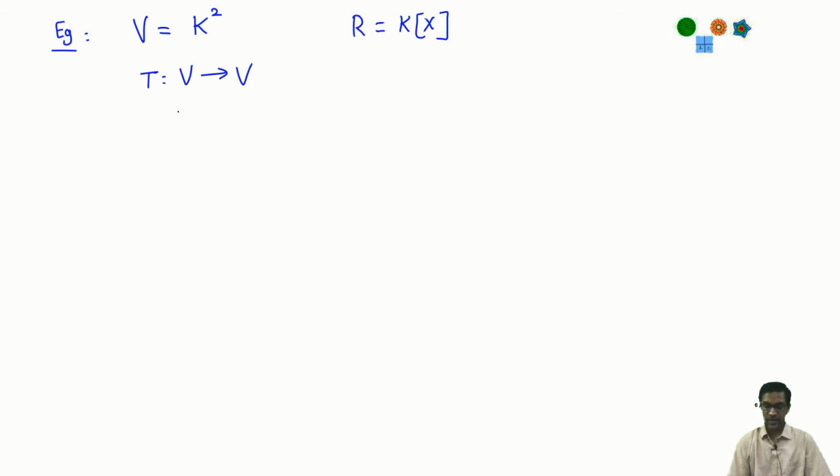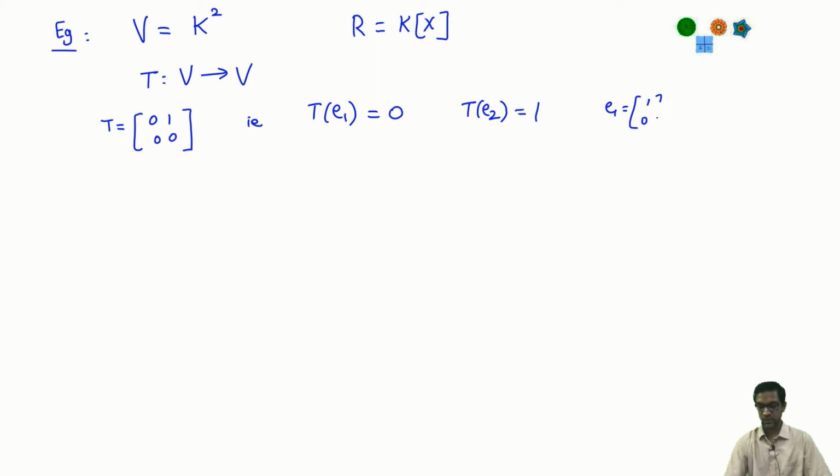The matrix of T is 0 1, 0 0. In other words, if you want to think in terms of basis vectors, T takes the first basis vector to 0 and the second basis vector to the first. That's what this 0 1 0 0 means. E1 is the first basis vector (1, 0), E2 is the second basis vector (0, 1). So I have fully specified a vector space and an operator, and so I have fully specified the module structure of V as a module over K[x].